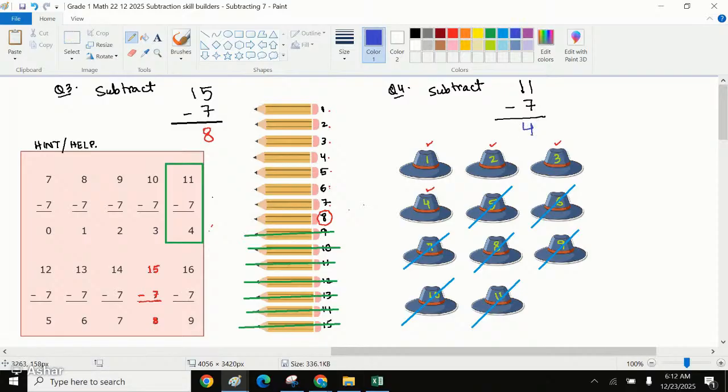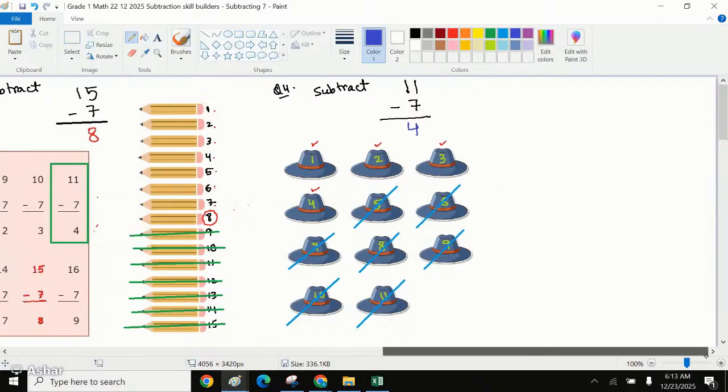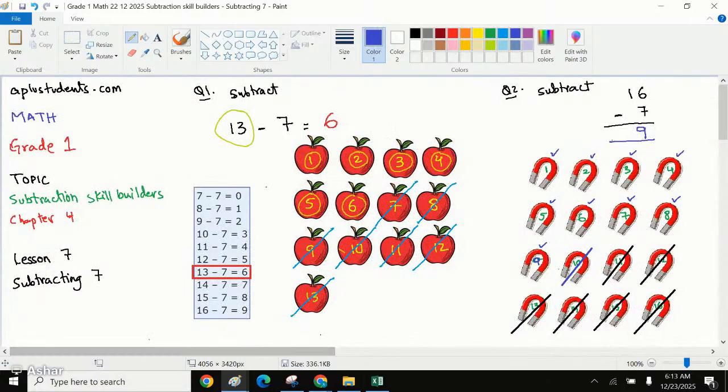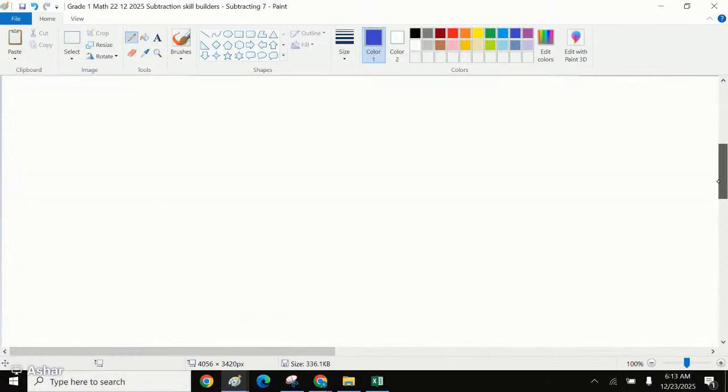Very good. Thank you so much. Your answer is correct. Let's look at one more example, okay? Let's try another question. Let's go to the next question, question number 5. Once we go to the website, we can see what question number 5 is. Question number 5 says subtract. Let's see what they are asking us to subtract from.